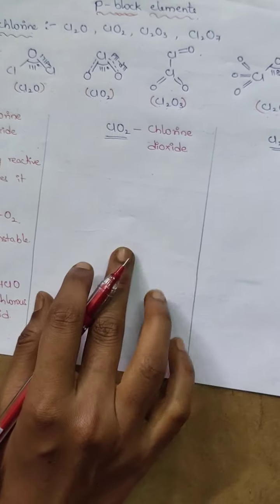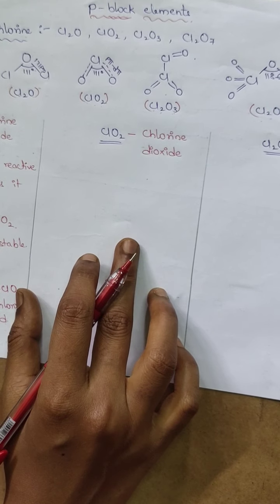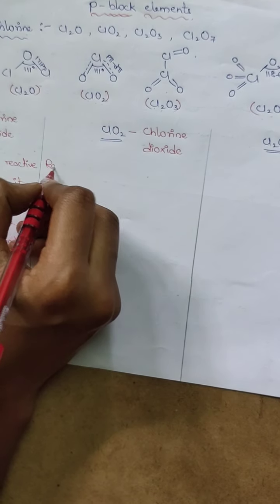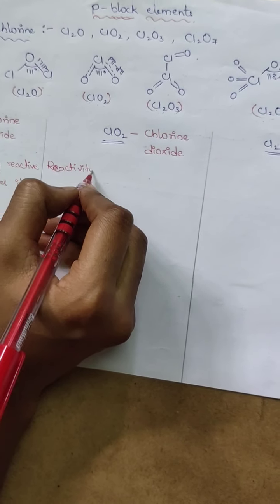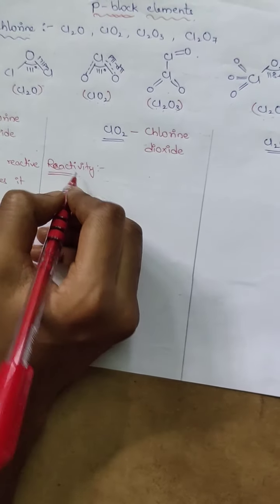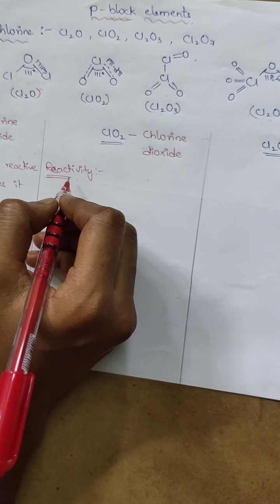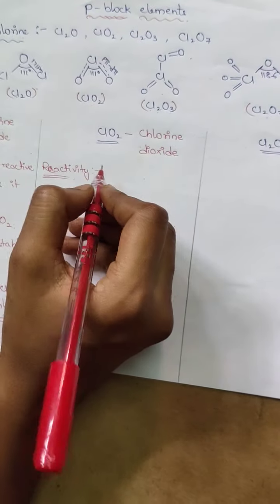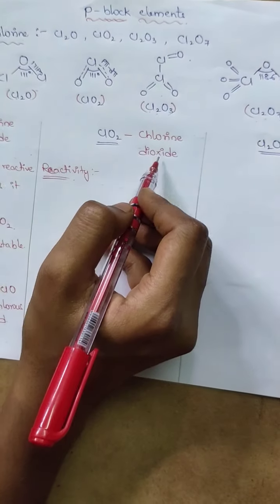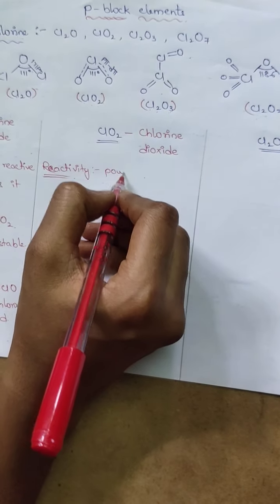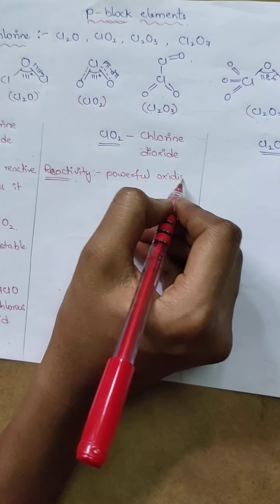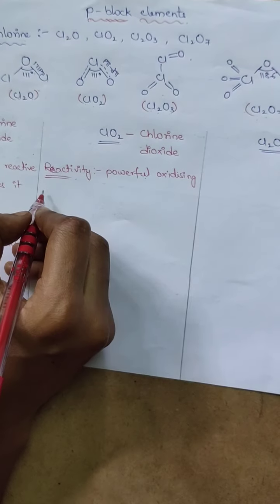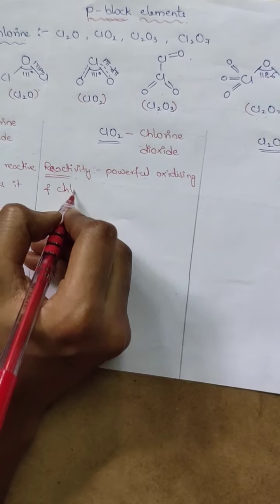Next one is chlorine dioxide. In this one, first we have to see the reactivity. The reactivity nature is highly oxidizing. This chlorine dioxide is a powerful oxidizing agent and chlorinating agent.